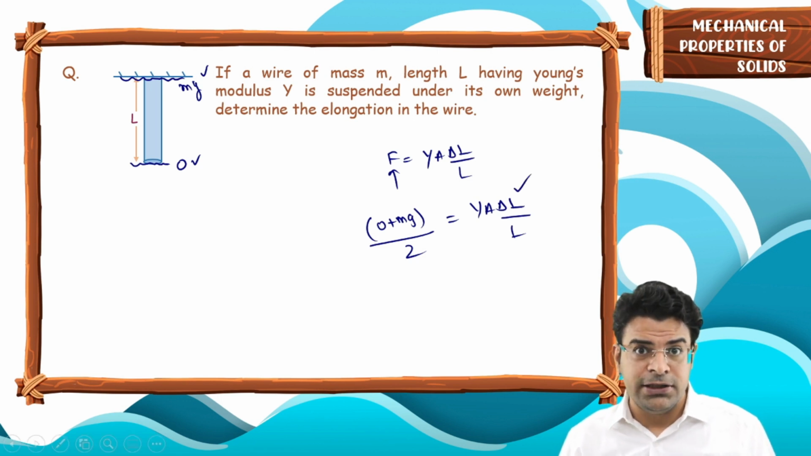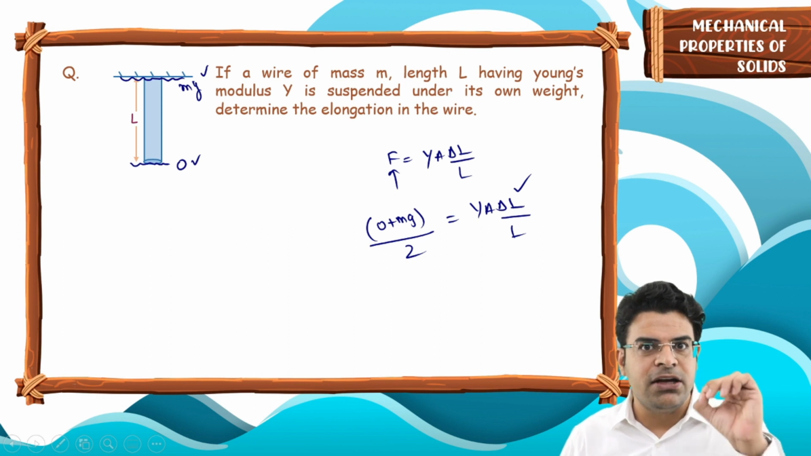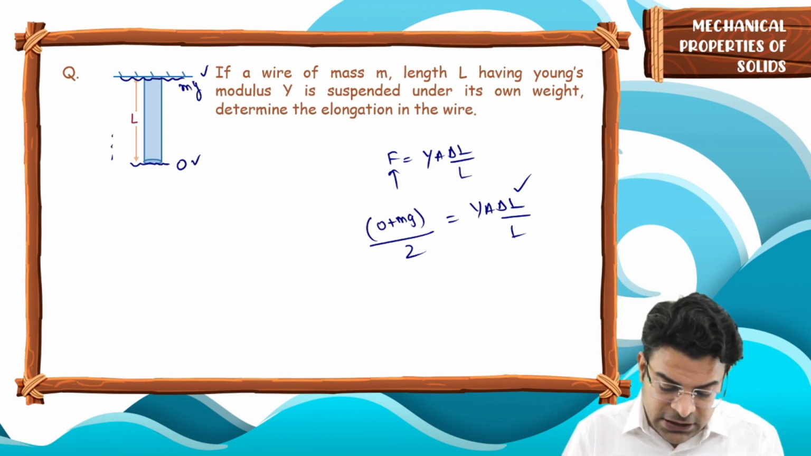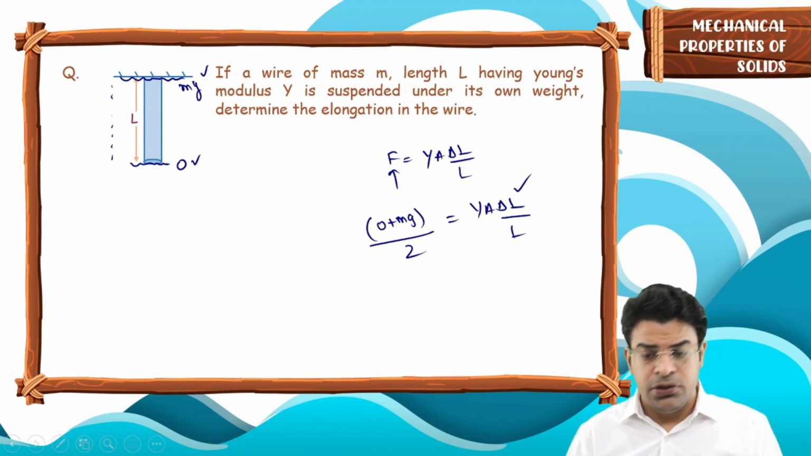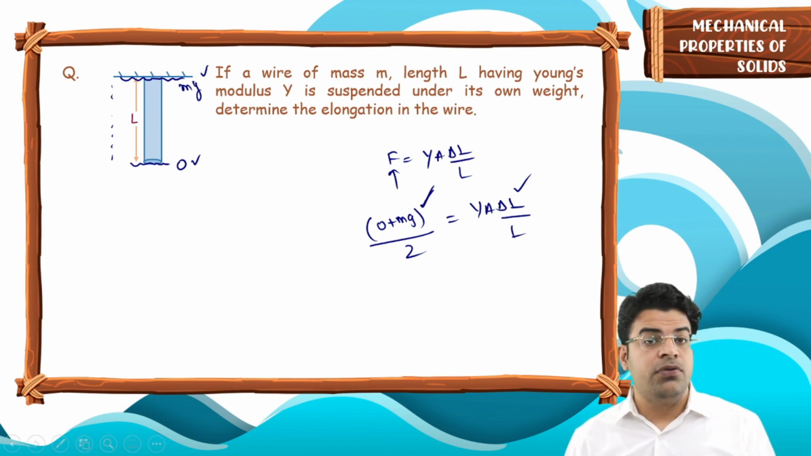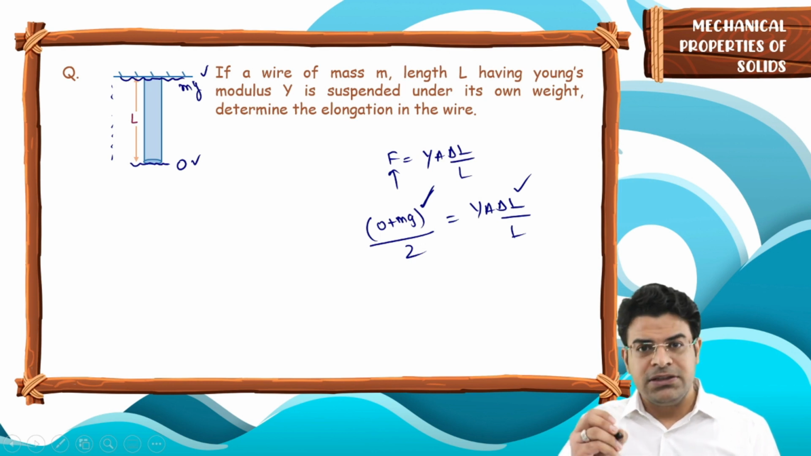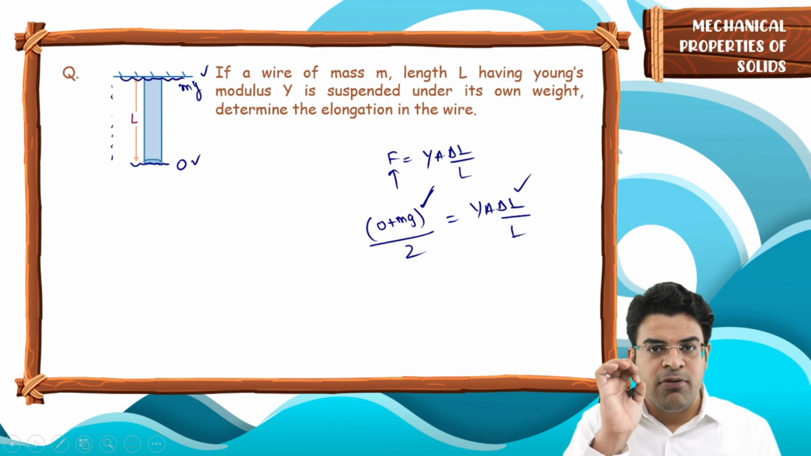If you did this, you will be correct, and this is what I want to teach you here: if the force changes linearly, then you can take the average value of the force acting on the two ends. And it works. But first, let's derive it so that you will have faith in it.